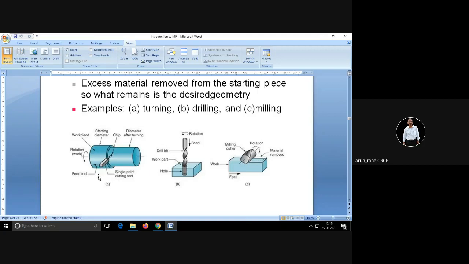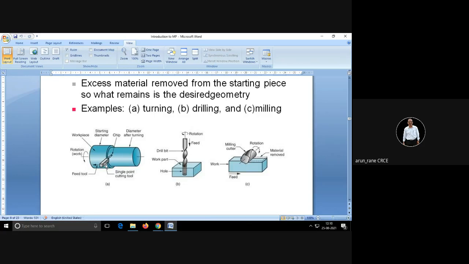What does millimeter per revolution mean? Let us take an example. If I say my feed rate is 0.2 millimeter per revolution, it means in one rotation of the workpiece, the tool will move by 0.2 mm. If I say my feed rate is 100 millimeter per minute, it means the tool will move 100 mm in a minute.